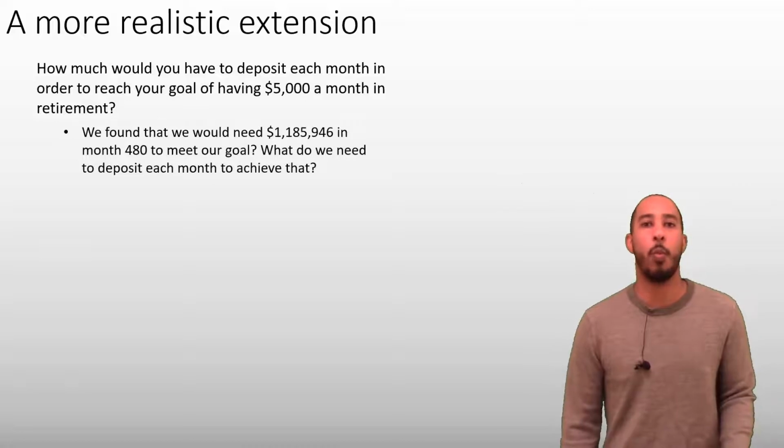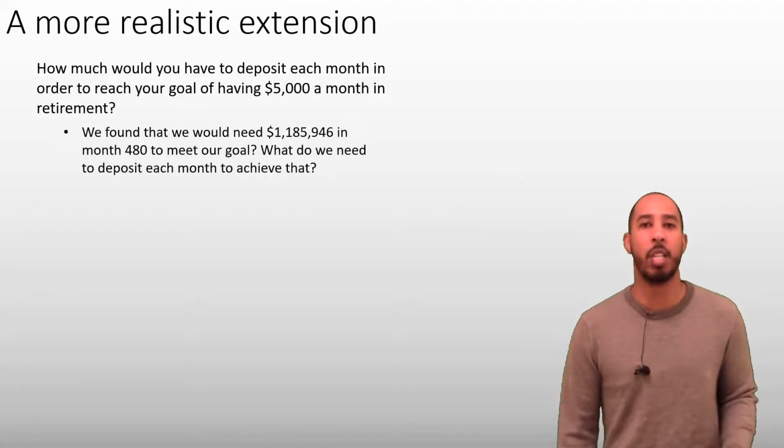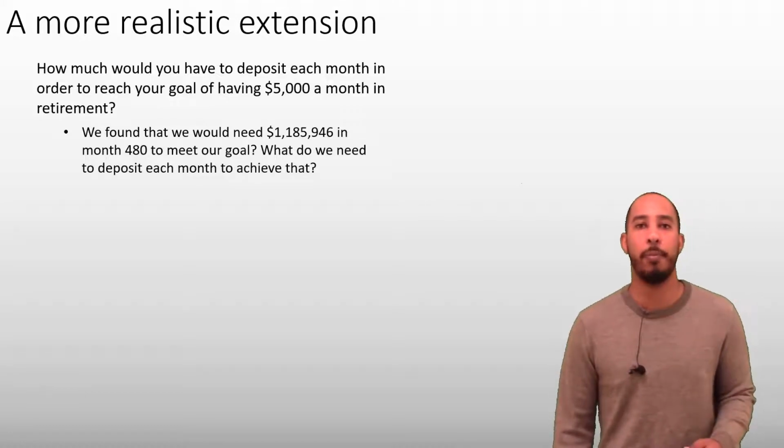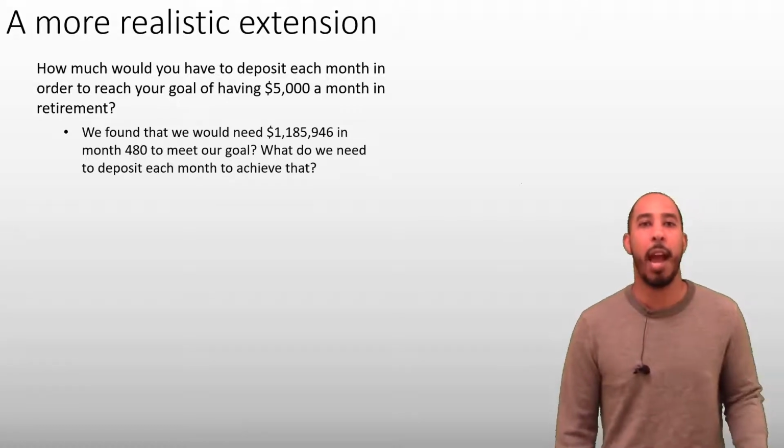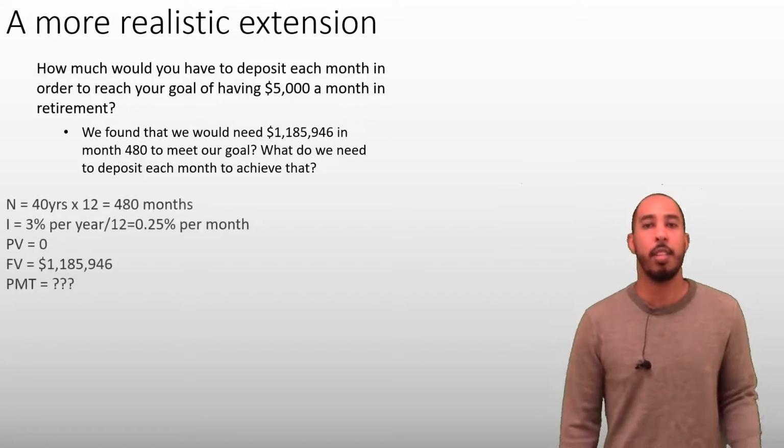Well, we already found that we need $1,185,000 in the account at the retirement date on month 480. So this question boils down to how much do we need to deposit each month between now and the retirement date in order to have $1,185,000 in the account at month 480.